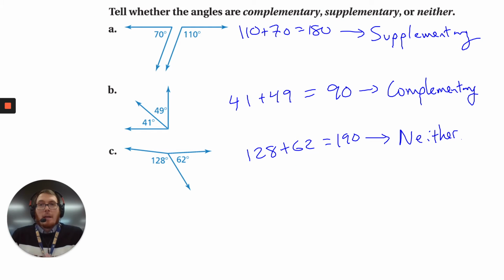Okay, so one thing that you might be asked is just, are these two things complementary? Are they supplementary? Or it could be neither, which is the case most of the time. So just add the two numbers up. If you take 110 plus 70, that's 180, supplementary. 41 and 49 is 90, complementary. 128 and 62 is 190, so that's neither.